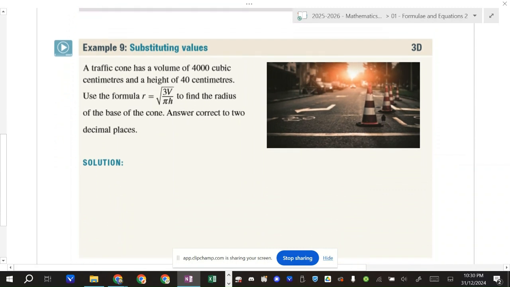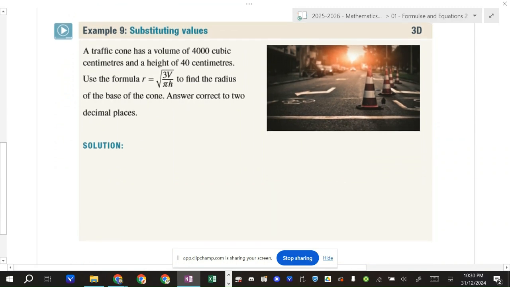So we've got substituting values. A traffic cone has a volume of 4,000 cubic centimeters and a height of 40 centimeters. We have a formula that they've given us. That's nice. So that's number 1 done. Write down the formula. R equals square root of 3V over pi h. Just to make sure you guys are aware, that is a square root symbol.